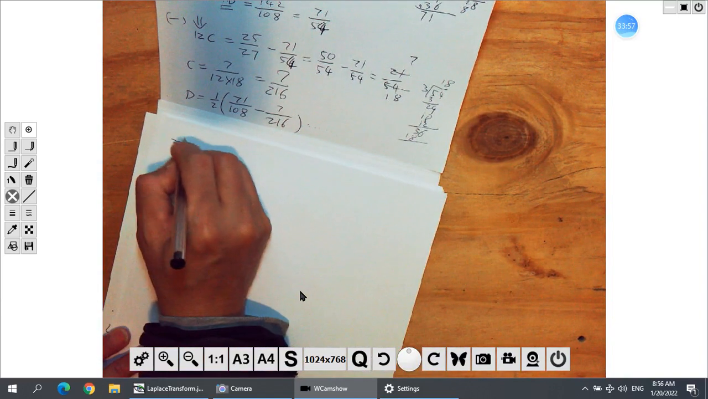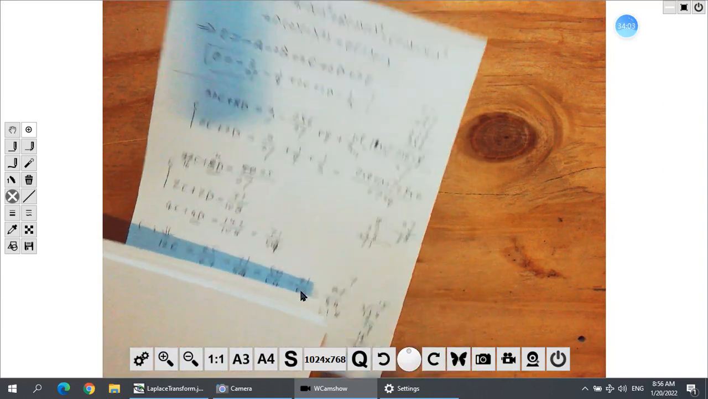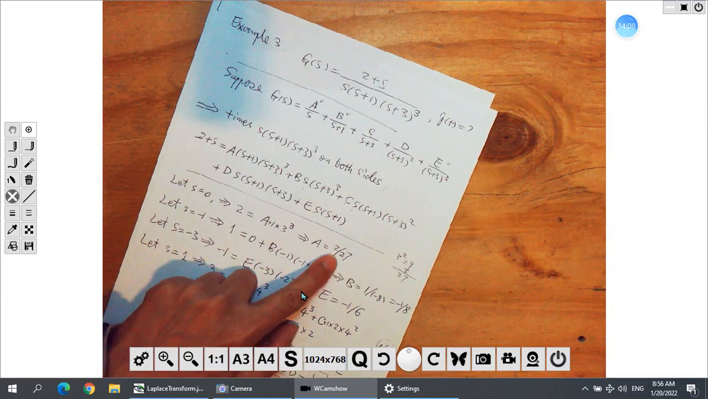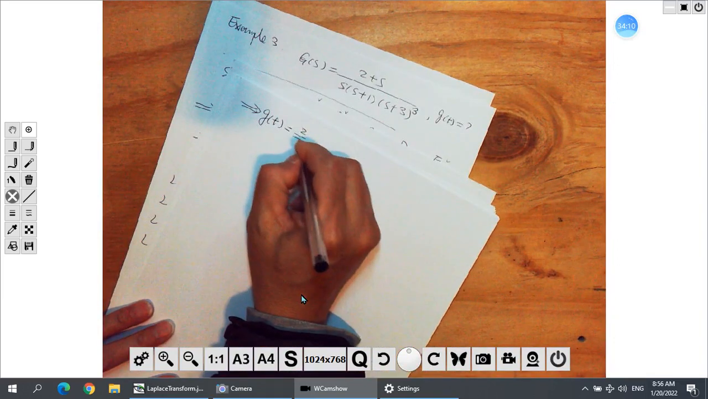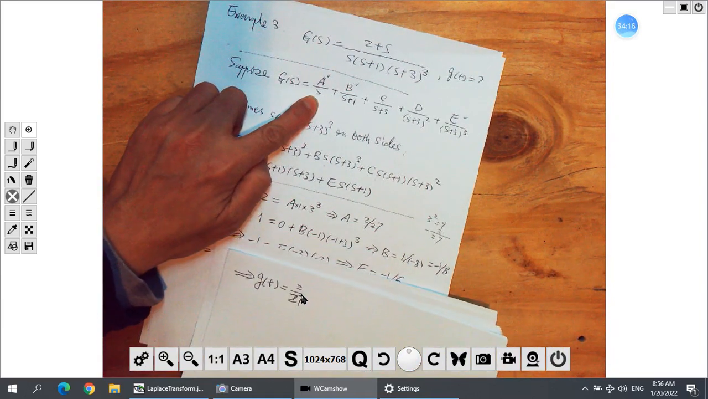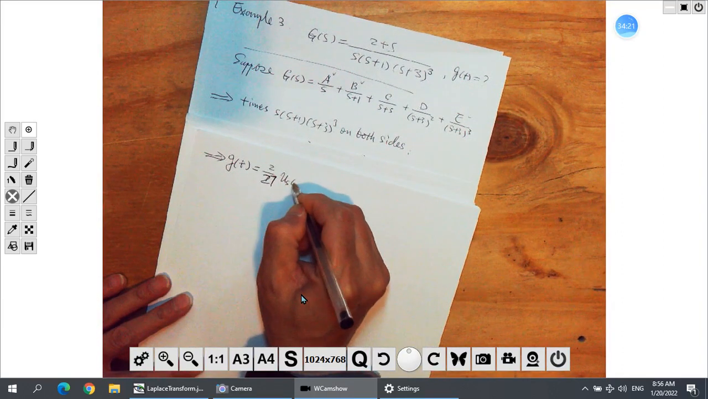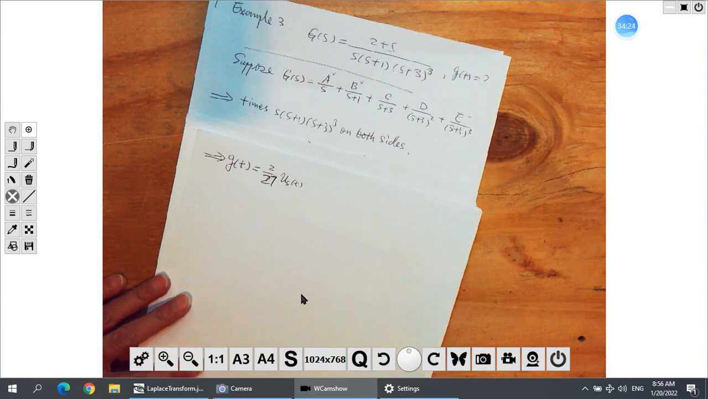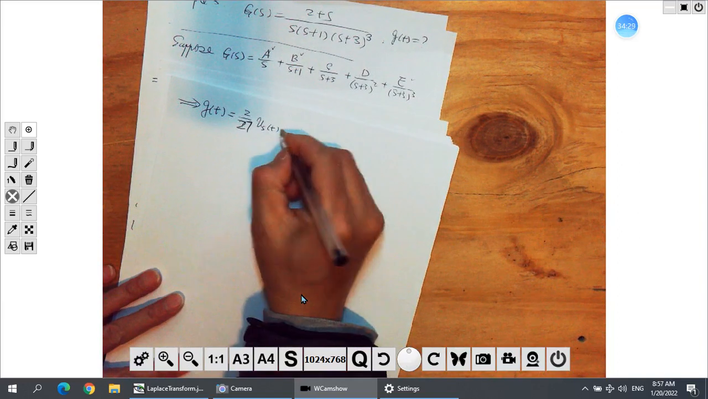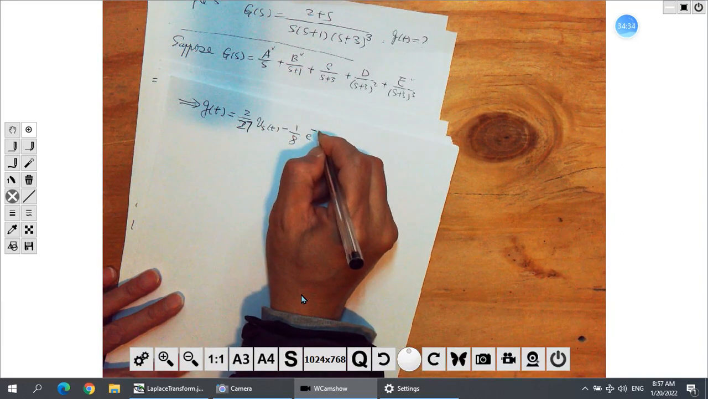So we can have g of t. What is A? I forgot what is A. Too many calculations. A is here, 2 over 27, and A is related with s here. A over s. So s is just a constant 1, or you can put u of t. You put nothing is also fine. And B is negative 1/8, here over s plus 1, which is e to the negative t.